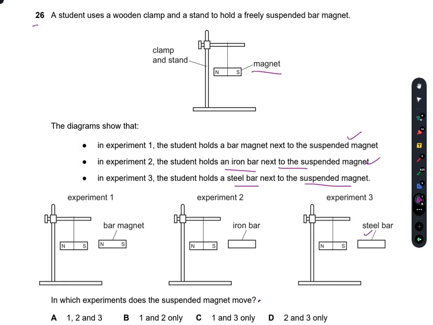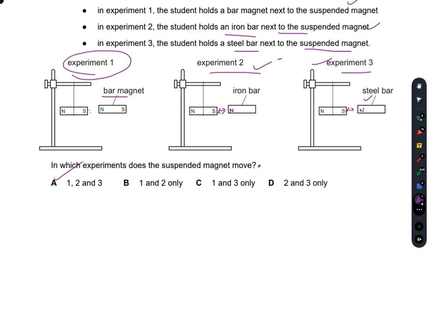What will happen here? This bar magnet will attract the south pole. There would be a creation of north pole here and a north pole here because of magnetic induction. And this iron bar will attract the south pole, meaning that both of these will attract each other, both of these will move. So experiments 2 and 3 will also move along with experiment 1, which is already attracting the bar magnet. So 1, 2 and 3 all will move here. So A is the right option.